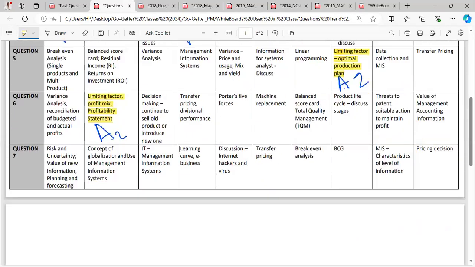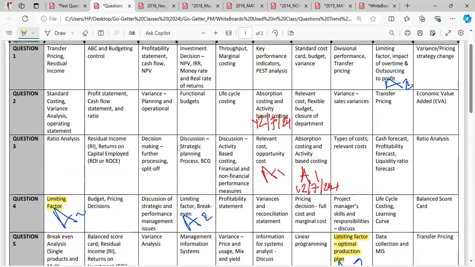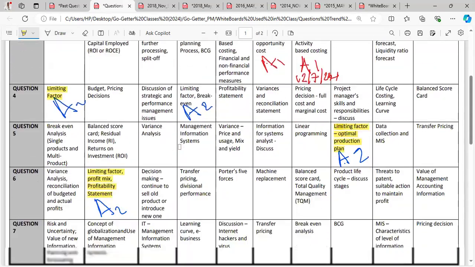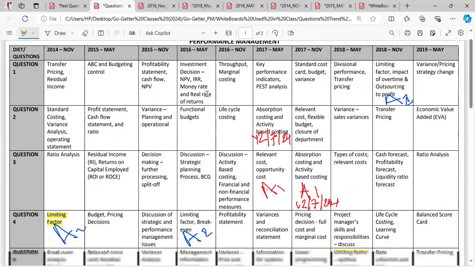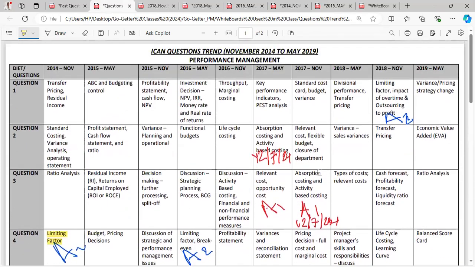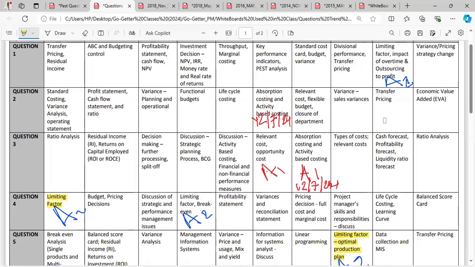So for those of us who have not submitted your assignment, you now have only two to attempt: May 2016, question 2, and November 2018, question 1. In our next class, we will not be discussing limiting factor anymore. We'll be discussing a different topic from limiting factor.